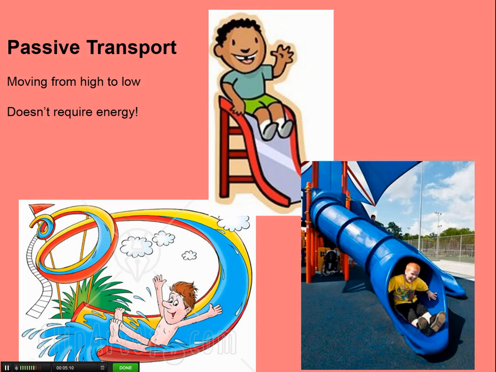The boy up top on the slide is representing diffusion. He's moving from high to low. It doesn't require energy to do this. The picture on the left is representing osmosis. Here we have water moving from high to low. The water slide is representing the diffusion of water, which is osmosis.